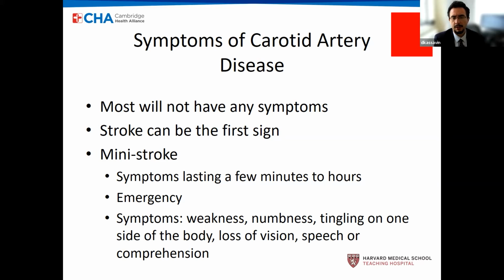Sometimes patients may have a mini stroke, which is essentially when the symptoms last for a few minutes to hours. The symptoms are essentially similar, however, resolved shortly thereafter. Regardless of whether this is a stroke or a mini stroke, this is essentially an emergency. And should anyone you know have this, they need to be evaluated urgently in an emergency department.